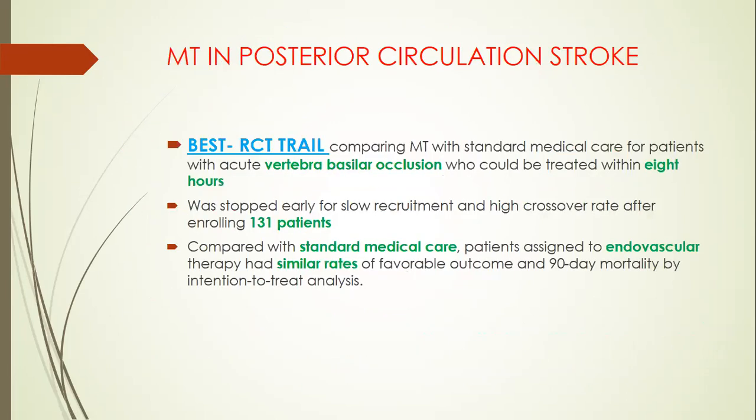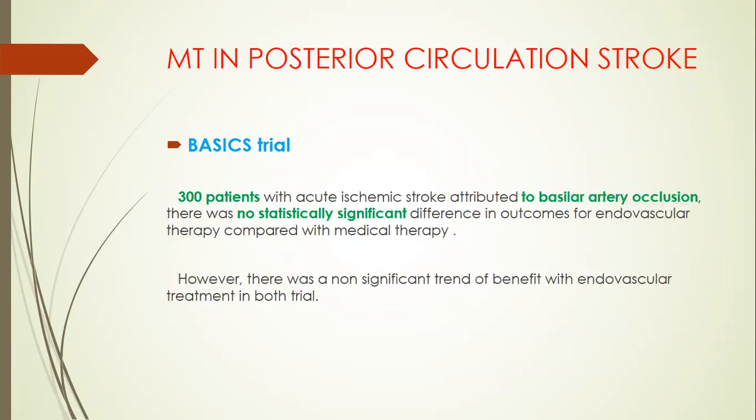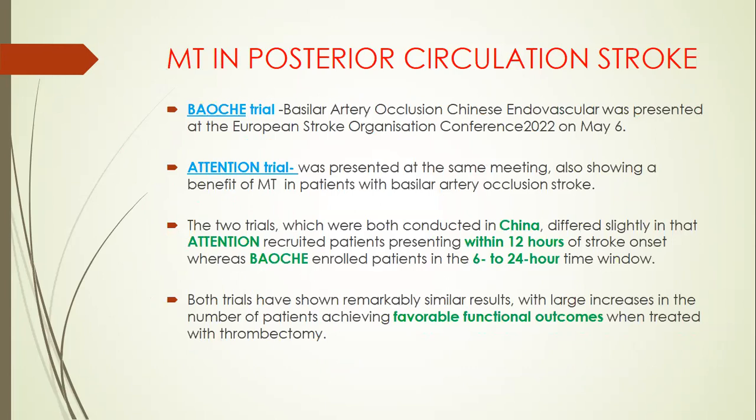In posterior circulation also multiple trials are there: the BEST trial, BASICS trial, BOAS trial, and ATTENTION trial. These are the 4 trials done in posterior circulation stroke. Even in posterior circulation stroke we can do mechanical thrombectomy. You remember these 4 names, no need of details.